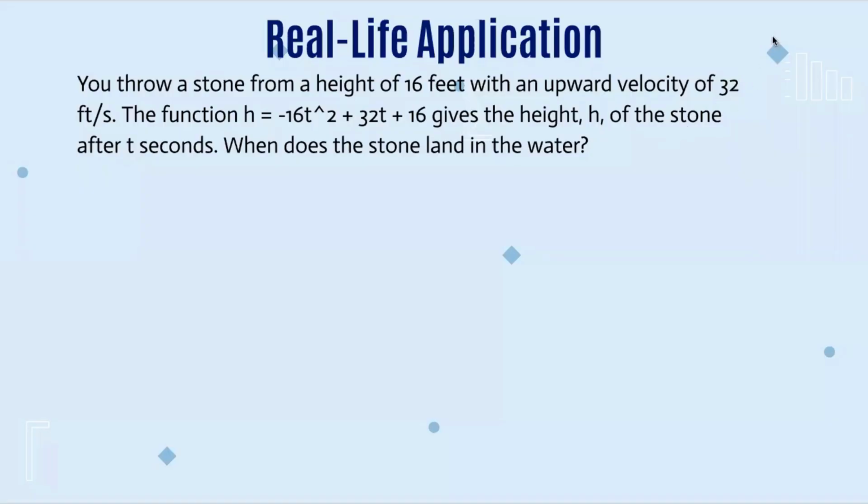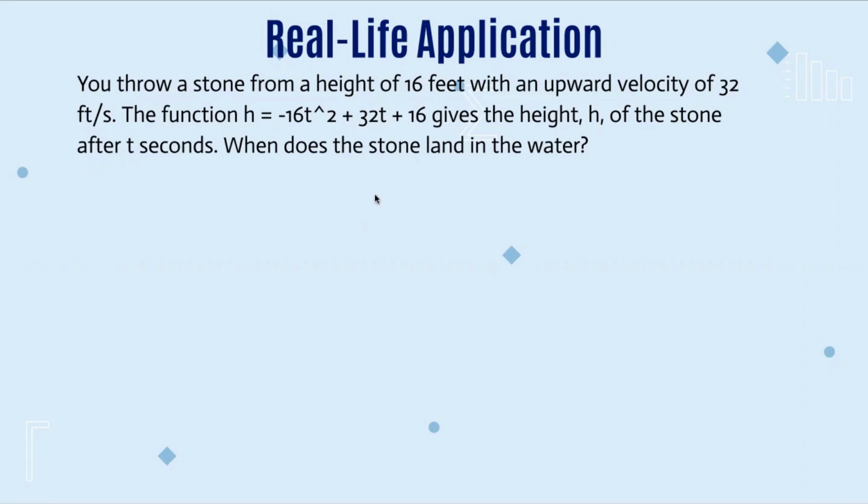Now we have a real-life application problem. You throw a stone from a height of 16 feet with an upward velocity of 32 feet per second. The function h equals negative 16t squared plus 32t plus 16 gives the height h of the stone after t seconds. When does the stone land in the water?